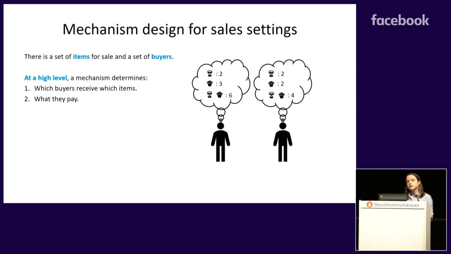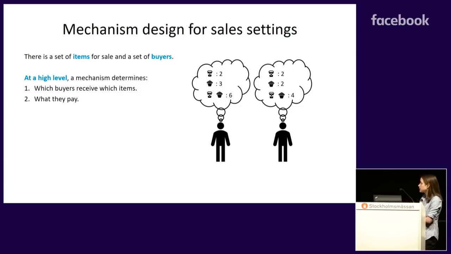So at a high level, for a sales setting, there's going to be a set of items for sale and a set of buyers who want to buy those items. And at a high level, what a mechanism determines is who should receive which items and what they should pay. So for example, maybe there's a coffee and a muffin for sale, and there are two buyers. This buyer values the coffee at $2, the muffin at $3, and the pair at $6. And we want to figure out what prices we should set, who should get the items, and what they should pay.